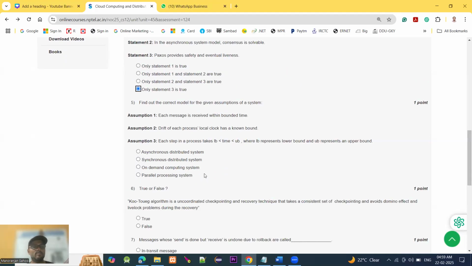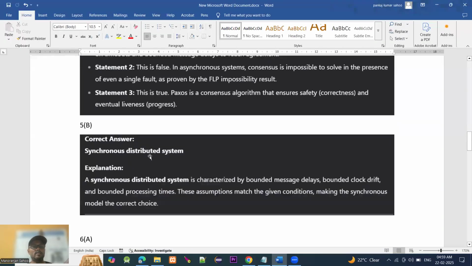Moving to question number 5: each step in a process takes a bit less than timing is UP, where LB represents lower bound and UP represents upper bound. So, synchronous distributed system, question number 5B is the right answer.